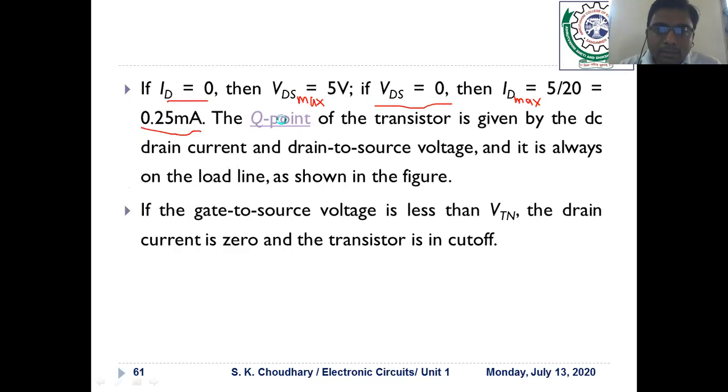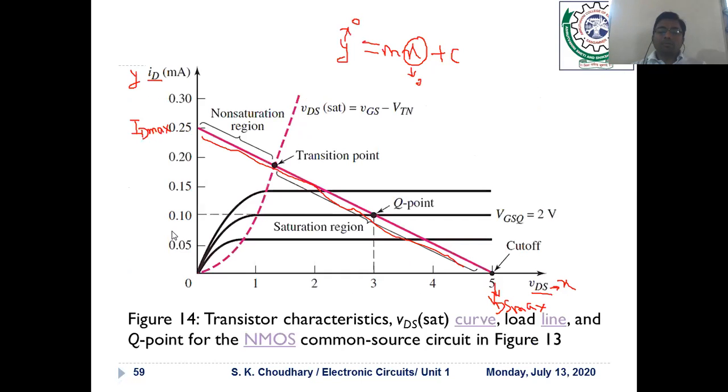Now, in this case, again we have to come to this diagram. We have defined the ID max, that is nothing but 0.25 milliampere as per our calculation, and VDS max is nothing but the VDD, that is equal to 5 volts. That's why these 2 points have been shown in this particular graph.